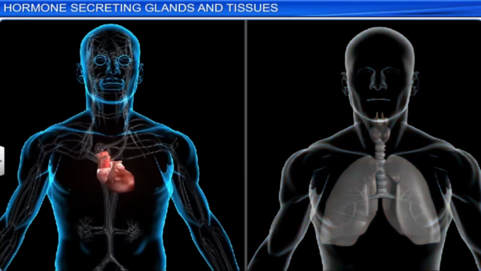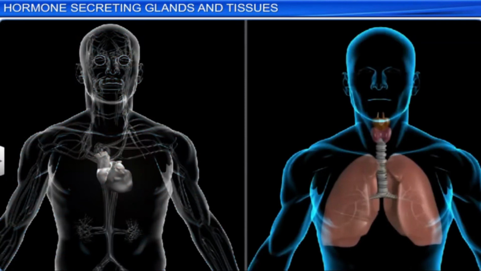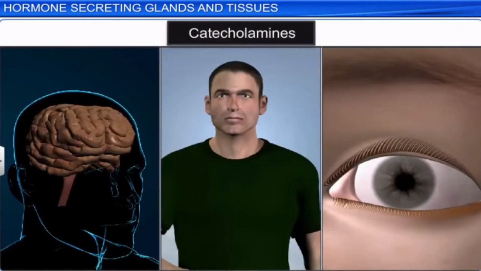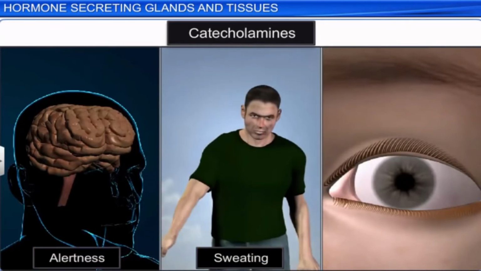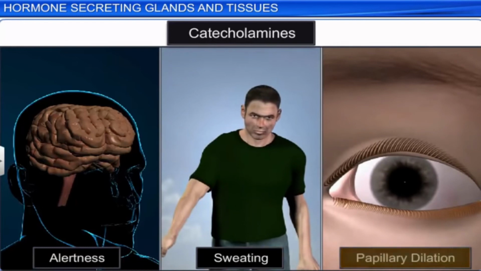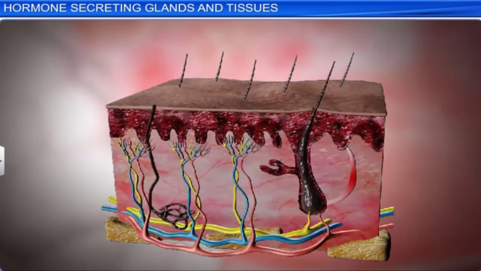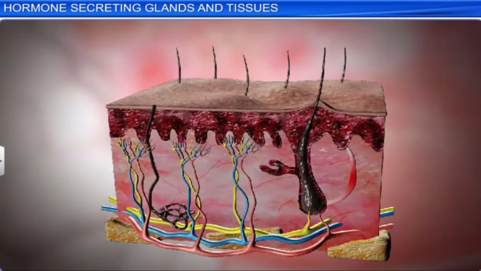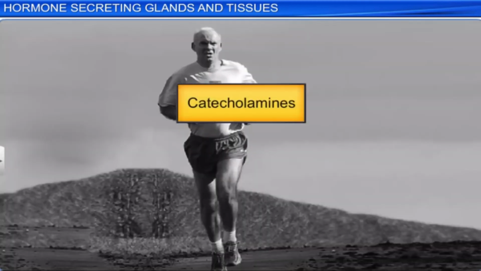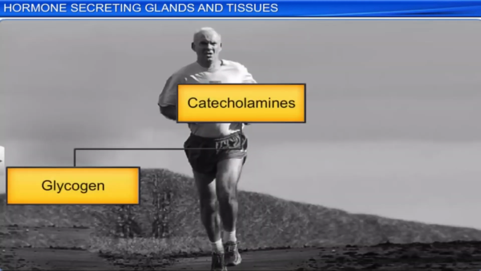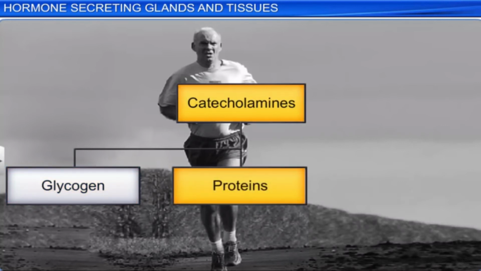These hormones increase the strength of heart contractions, heartbeat, and the rate of respiration. They also increase alertness, sweating, and pupillary dilation. Moreover, catecholamines cause piloerection. Catecholamines also stimulate the breakdown of glycogen, proteins, and lipids.